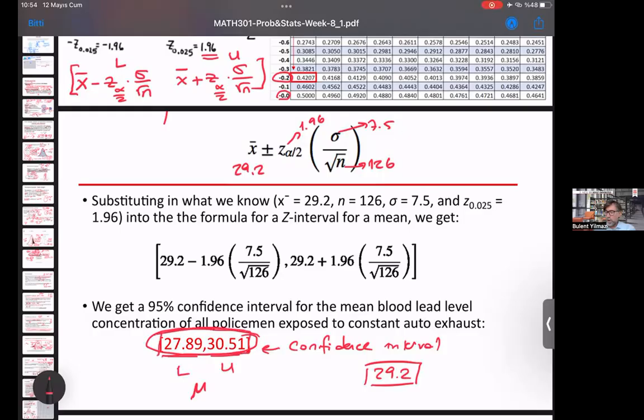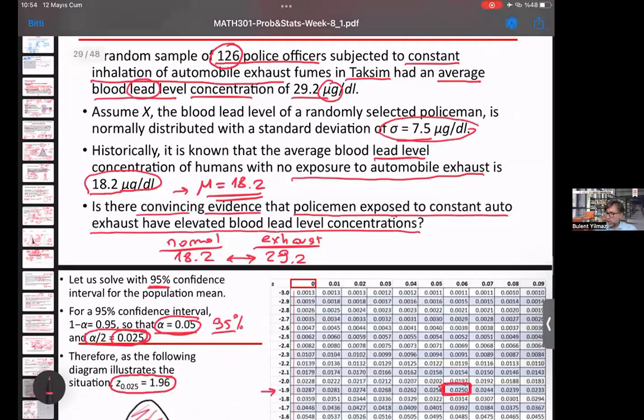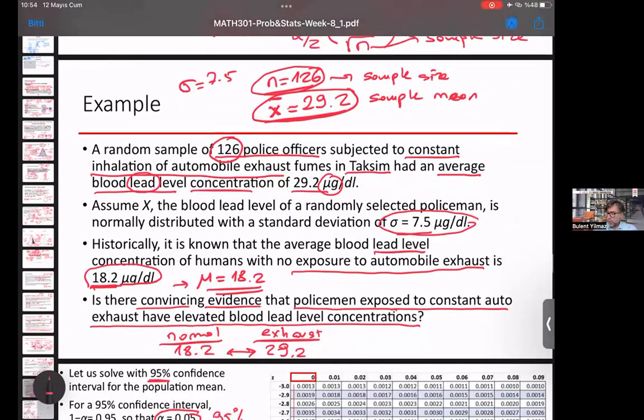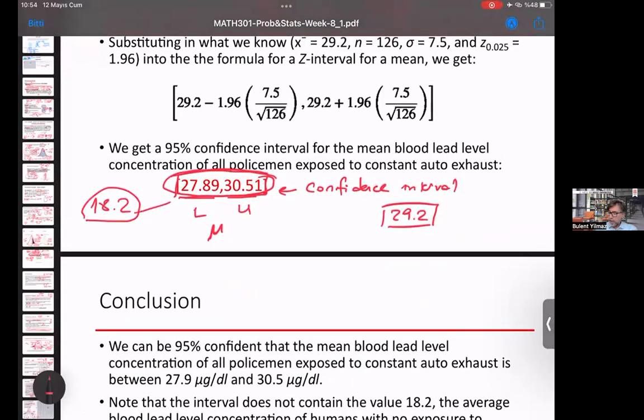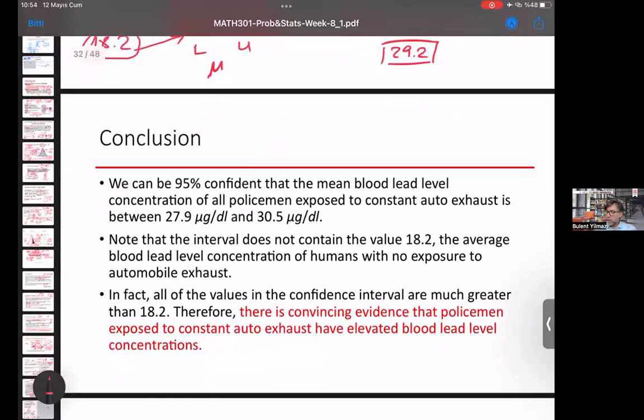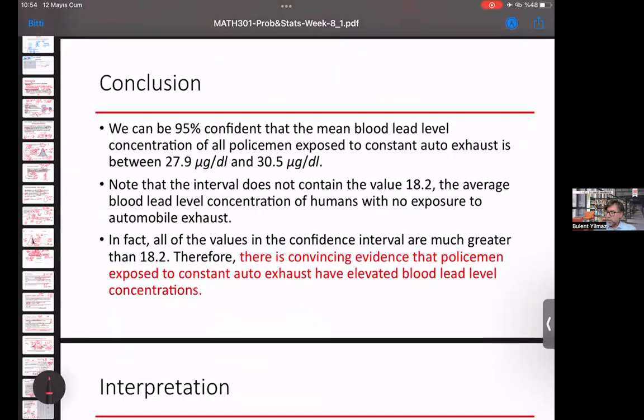Okay, so what was the healthy people's range? 18.2, right? That was in the question, 18.2. So I'm going to come back and say, is this 18.2 in this range? No, it is not. So I can say that there is convincing evidence that the policemen exposed to constant auto exhaust have elevated levels. Do we have convincing evidence?